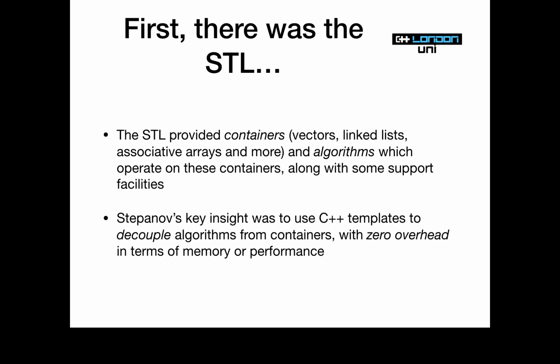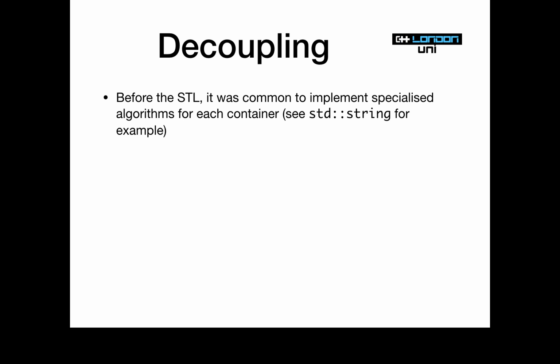So templates are staggeringly complicated, but very, very powerful. And they are the key to the STL. Before Stepanov had come along and done this, it was really common to implement specialized algorithms for every container. Standard string is an example of something that existed before the STL. It's been around for longer than the STL has. You'll notice that there are lots of functions like string.find, string.replace. It has these specialized implementations just for that container.